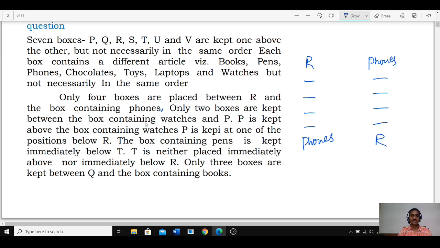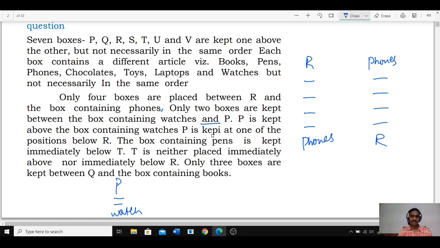R and phones. Only 2 boxes between P and watches. P is kept above the box which contains watches. How many boxes should there be between P and watches? 2 boxes. So how will it look? Like this, because P is above watches.